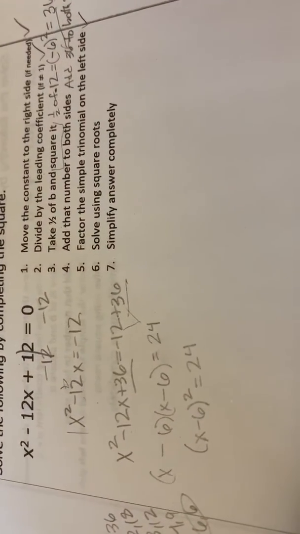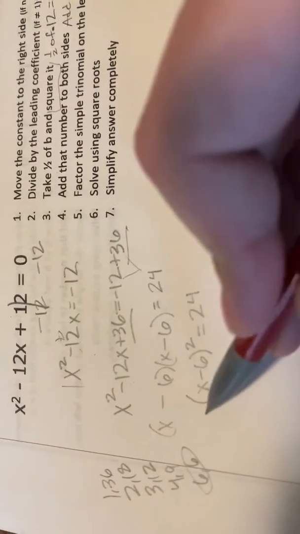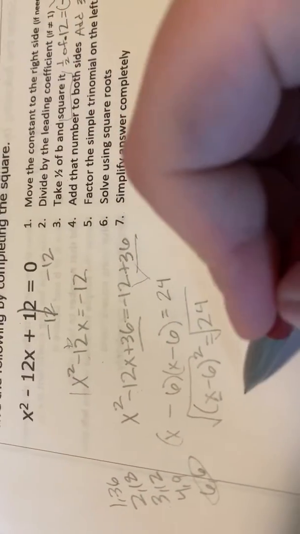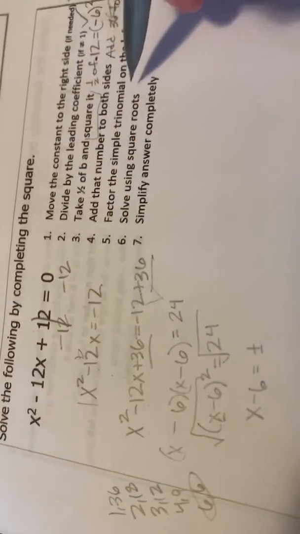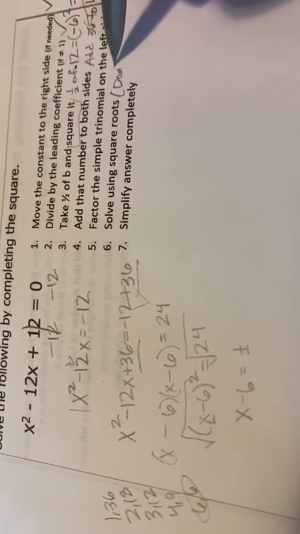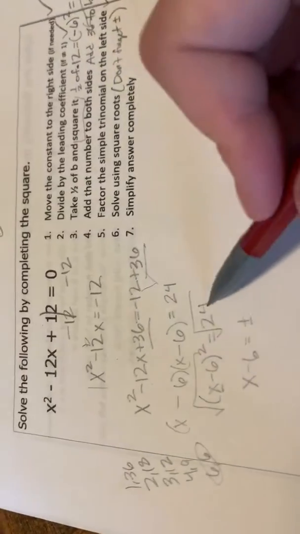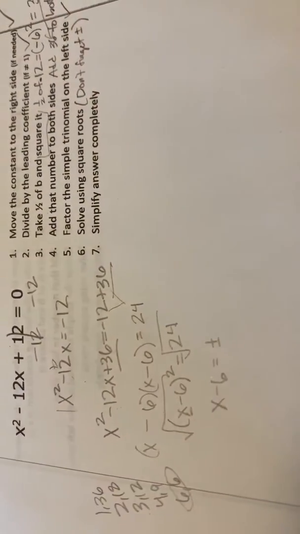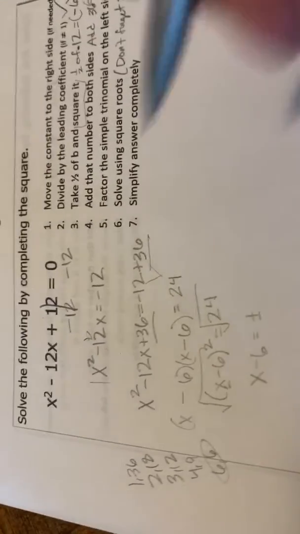Check. Solve using square roots. Okay, I'm going to solve using square roots. Don't forget the plus or minus. You could add that here to your steps. Don't forget plus or minus. Okay, the square root of 24. This is the first time where it hasn't been a perfect square, but hopefully we're not freaking out because we practiced that a lot last time.